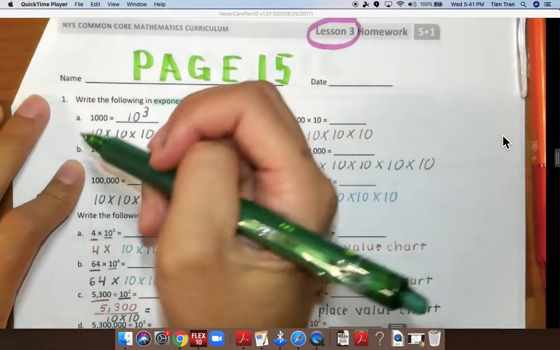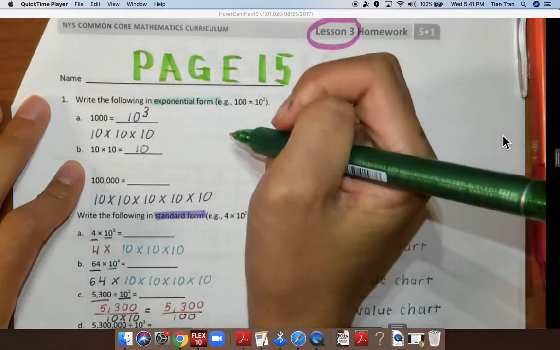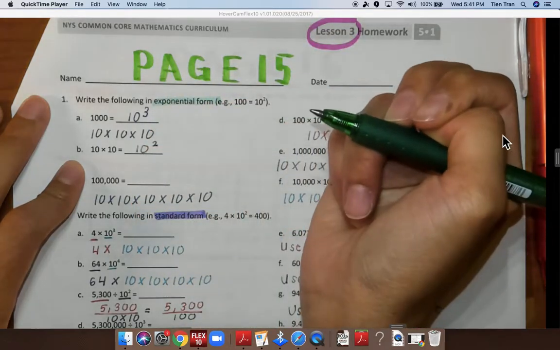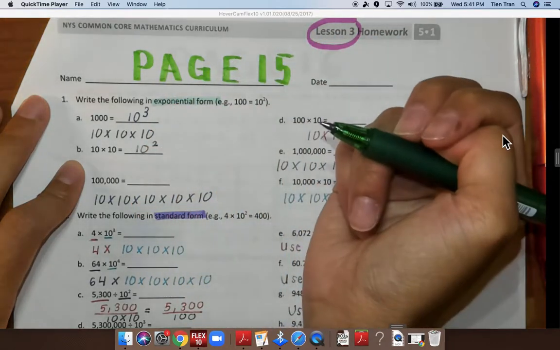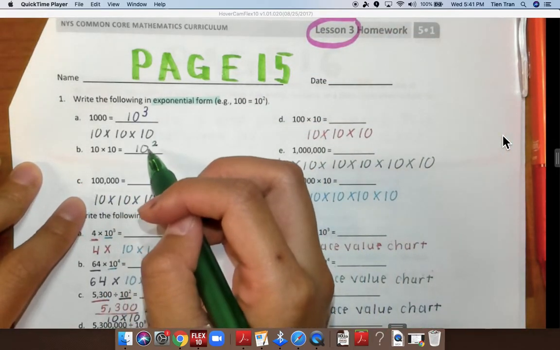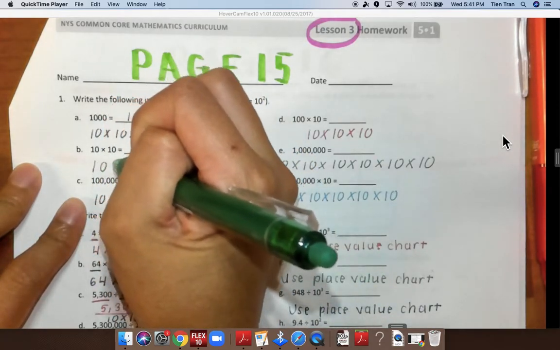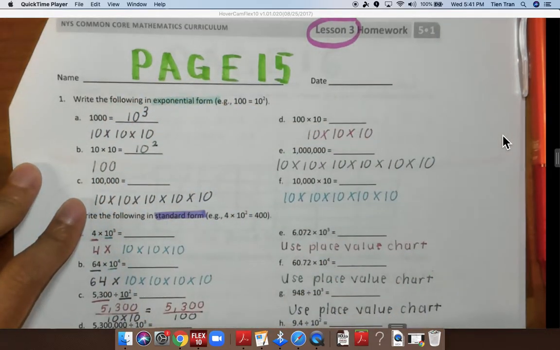Now I'm going to do the next problem, 10 times 10. How many 10s do you see in this case? We have 2 10s. So it's 10 to the power of 2. Okay? Now, what is 10 to the power of 2? If you were to multiply 10 times 10, you would get 100, right?